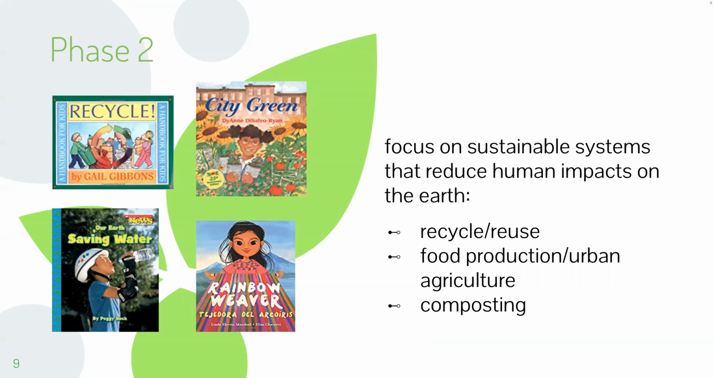In City Green, we meet a character who is a huge caretaker of her space, of her neighborhood. We see this story unfold: there's a problem that she notices and a solution that she comes up with as a child, and how the community worked together to address this problem. And then in Rainbow Weaver, we meet a girl who just dreams of being a weaver. And she figures out a way to use materials and resources around her to weave something very beautiful.